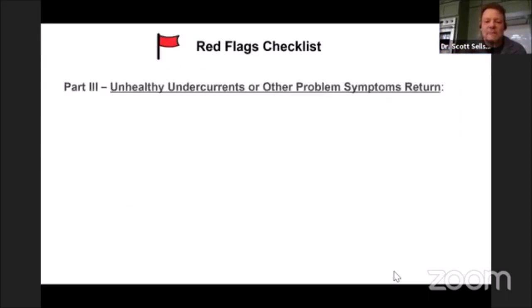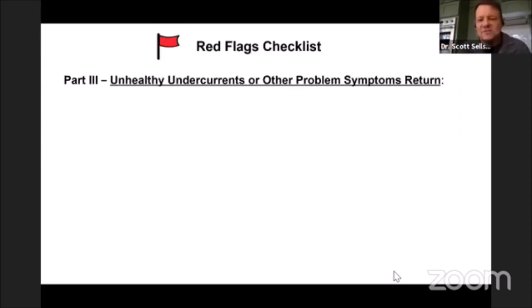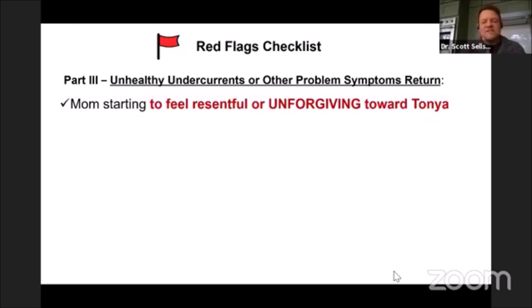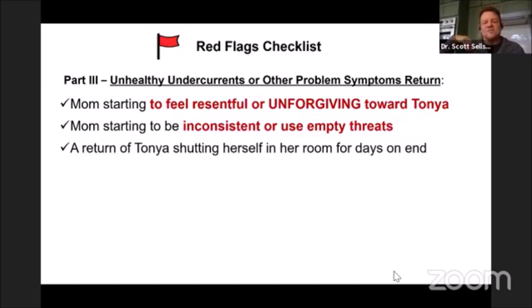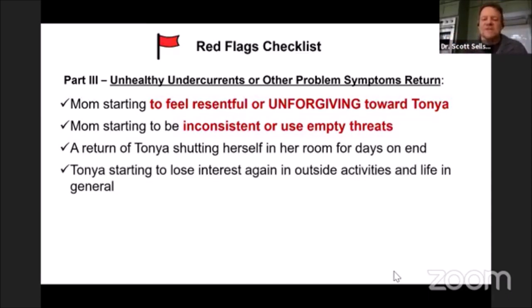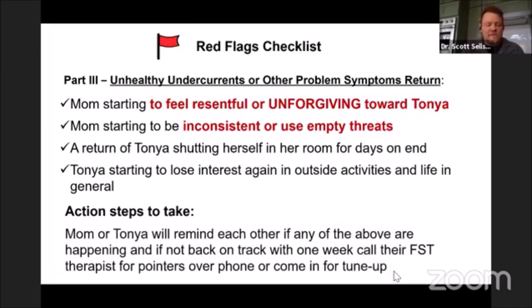So we say to Mom, okay, let's contend for these undercurrents. If these unhealthy undercurrents around unforgiveness return or any other problems, let's bring them to action. The mom says, I start feeling resentful and unforgiving towards Tanya. If I start being inconsistent again or use empty threats like the old days, if Tanya starts to shut herself off in the room for days on end like she used to, starts to lose interest in outside activities and life in general, what are the action steps?